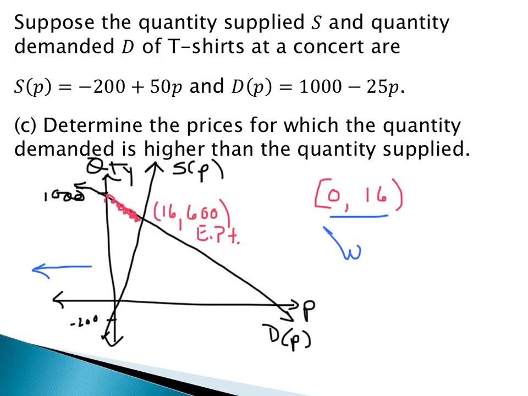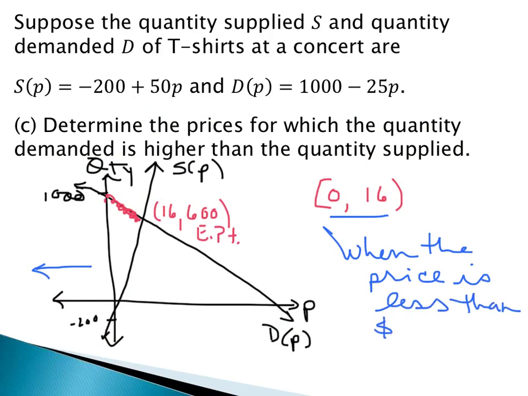And that's going to happen when the price is less than $16, and you can put comma, but greater than 0. So that's it.